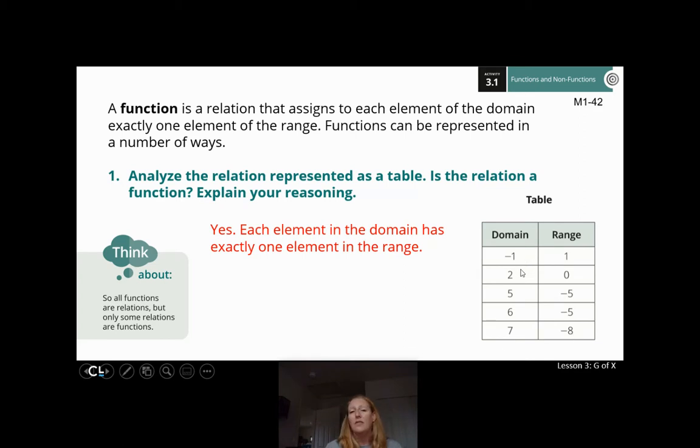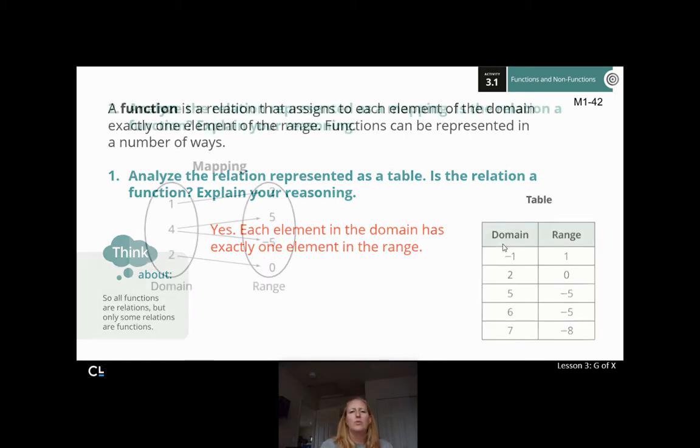Now notice, in the domain, there are no repeaters. It's okay, though, if 2 items in the domain get the same answer in the range, just so long as if I plug in a 5, I only get one answer, and if I plug in a 6, I only get one answer. If I only get one output, then we're a function and we're doing okay.